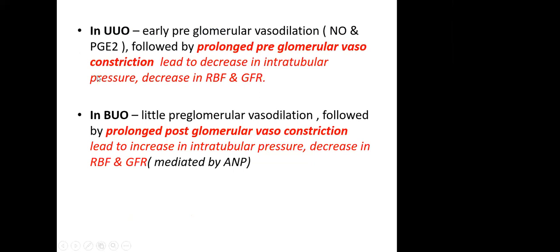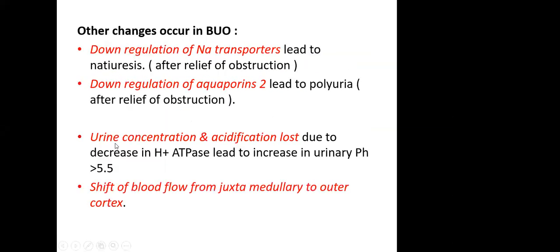Now I have explained it fully, but in brief, you should remember this. In unilateral ureteric obstruction, there will be a triphasic pattern, which is mediated by vasodilators, with initially a prolonged vasodilatation followed by only vasoconstriction. But in case of bilateral urinary obstruction, from phase one, from the beginning of the obstruction itself, there will be vasoconstriction. As a result, renal blood flow and GFR will be decreased, and this is mediated by ANP. In unilateral it is mediated by vasodilators, nitric oxide and PGE.